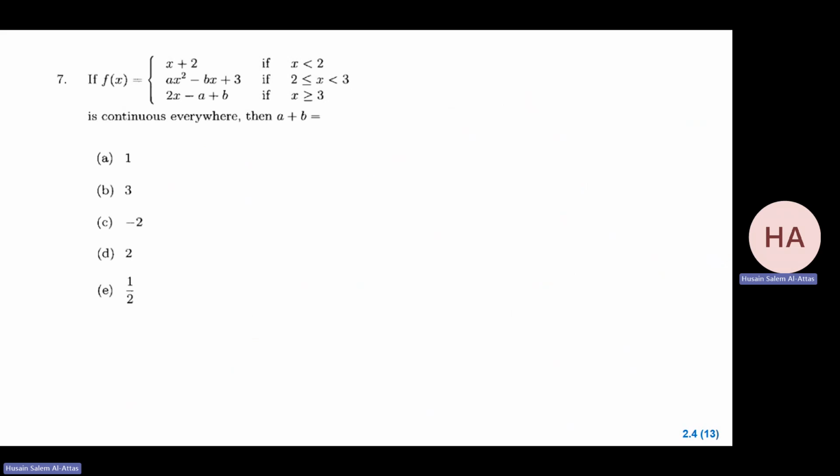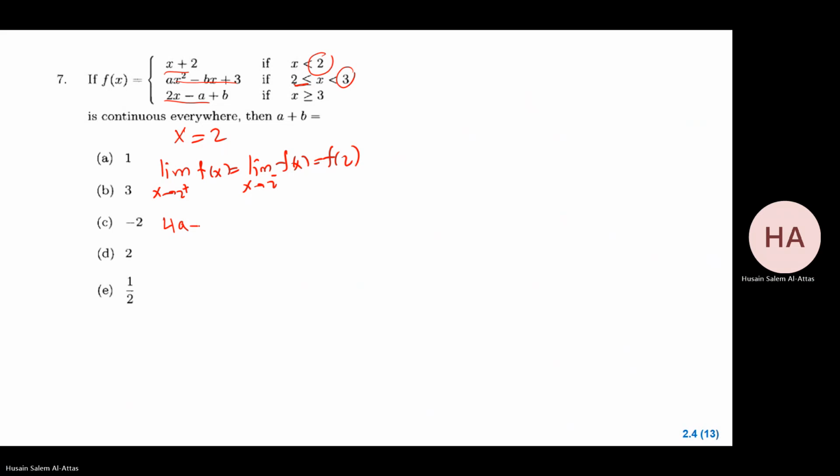Continuous and find a plus b. Yeah, we did this. These are smooth functions, nothing to worry about. So I have 2 and 3. I have a limit for x equal 2. Limit as x goes to 2 from right should equal limit as x goes to 2 from left. Same idea. I'm just repeating myself. From right, I am here. Substitute. I have 4a minus 2b plus 3. From left, I am there. That will be 4.